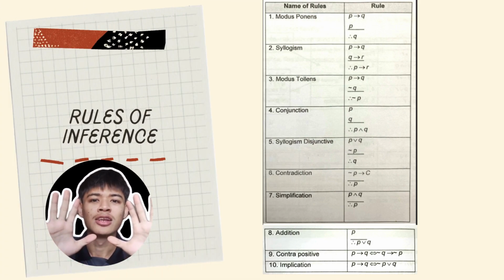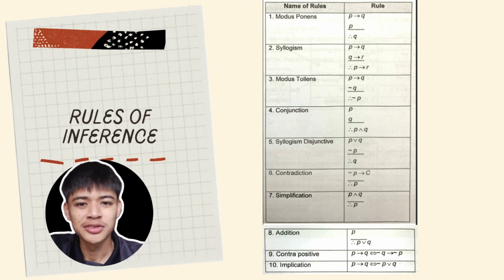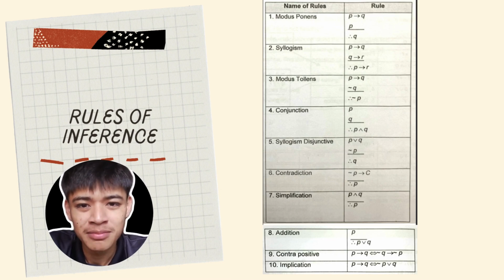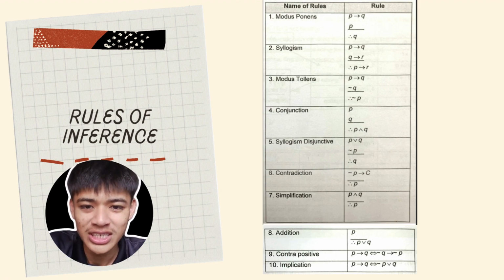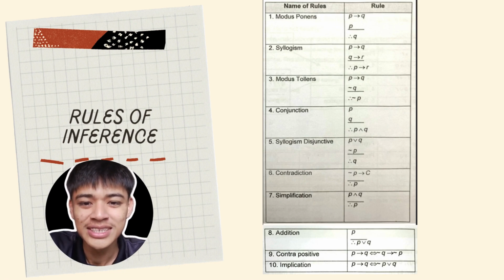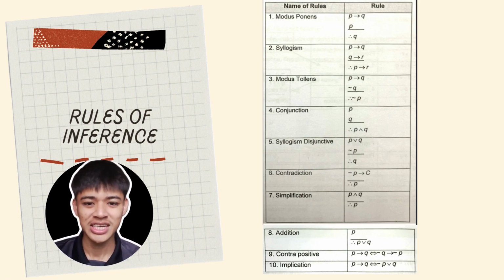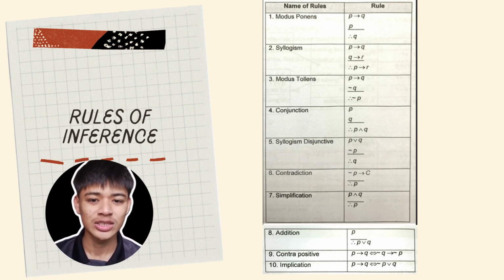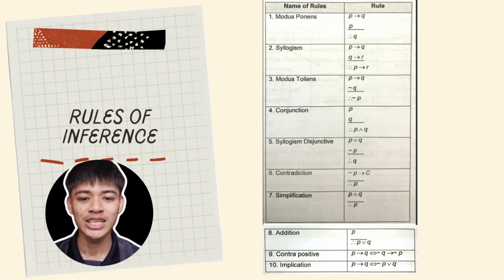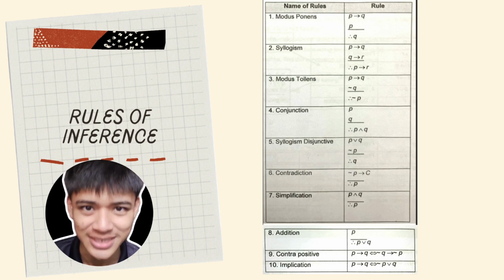There are 10 rules of inference. First, modus ponens. Second, syllogism. Third, modus tollens. Fourth, conjunction. Fifth, disjunctive syllogism. Sixth, contradiction. Seventh, simplification. Eighth, addition. Ninth, contrapositive. And the last one is implication.